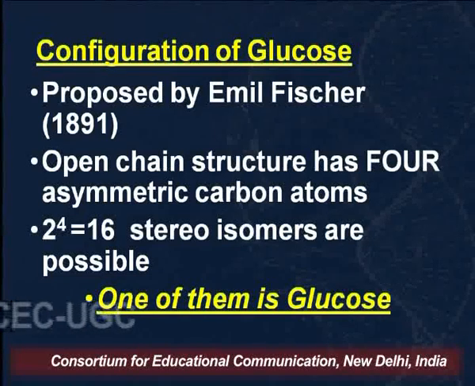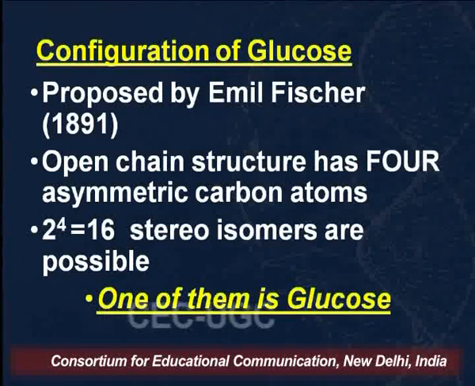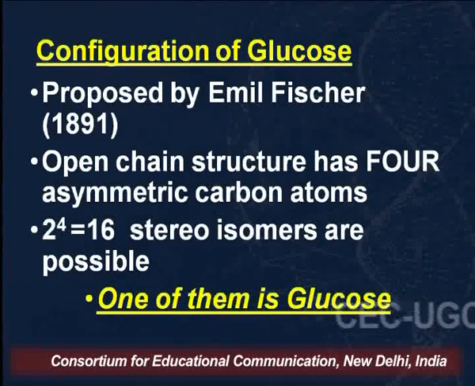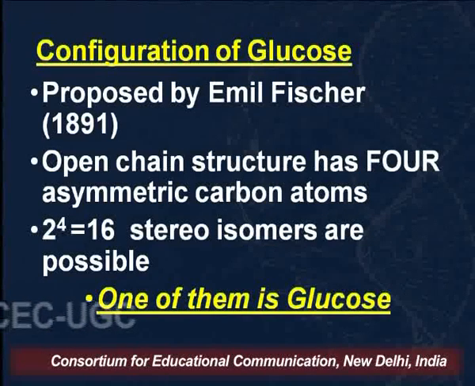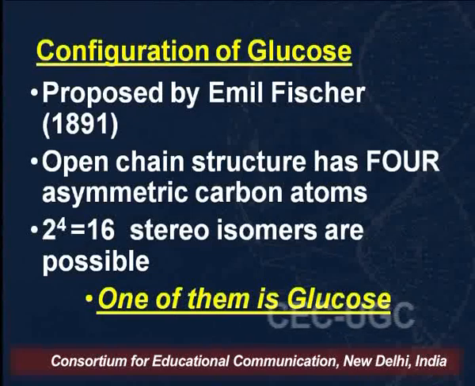Now he said, what was his argument? He said his argument was that glucose is a molecule, that is, an aldohexose, which has 6 carbon atoms in it. Now, since it has 6 carbon atoms, that means it will have 4 asymmetric carbon atoms. And that means now we have to find out what will be the total number of stereoisomers.